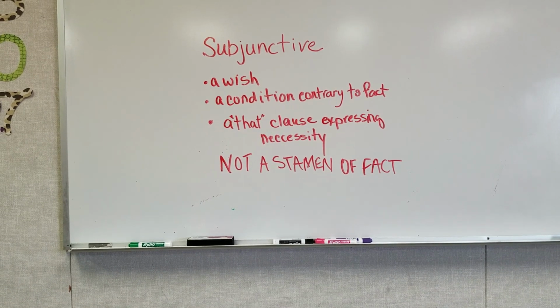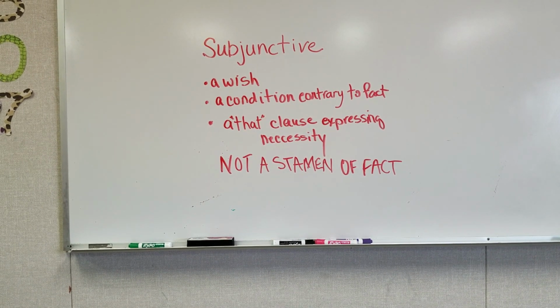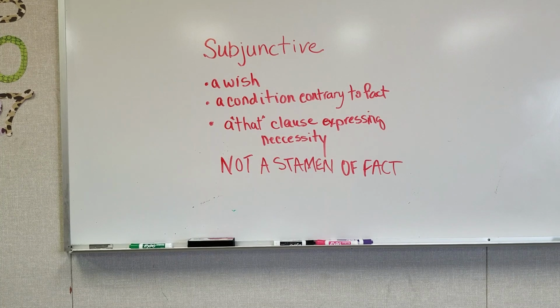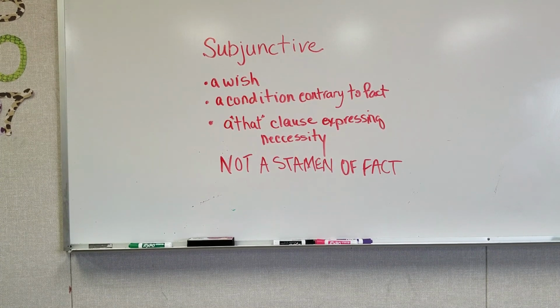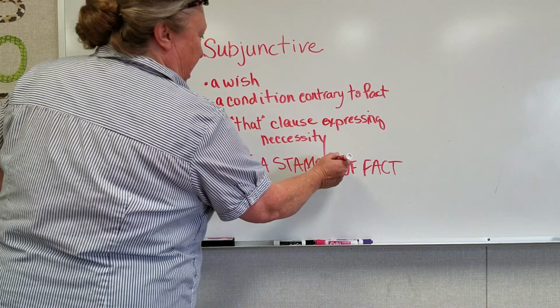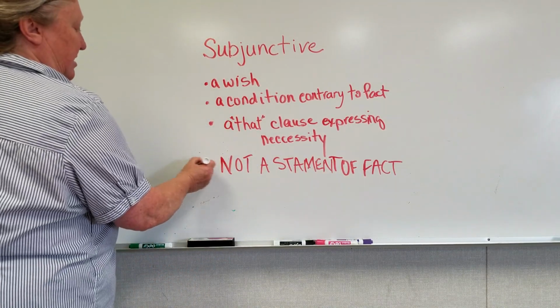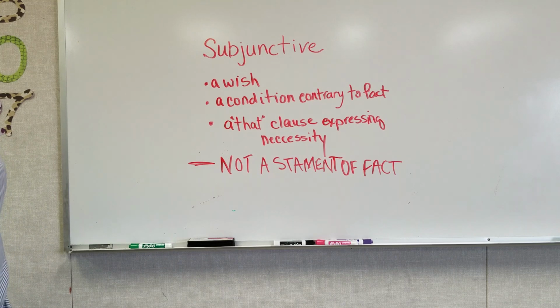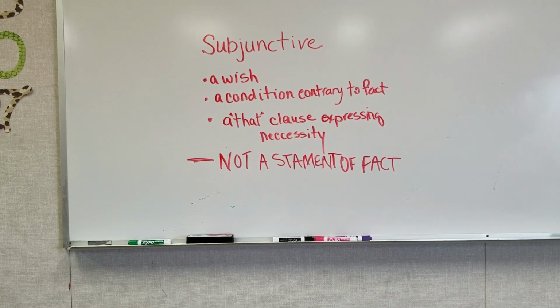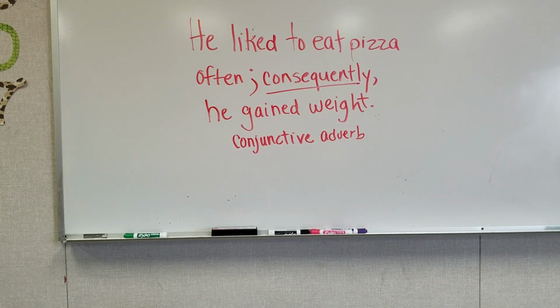So here we go. Here's one of our moods, the subjunctive mood. When a verb is expressed in the subjunctive mood, it expresses either a wish, a condition contrary to fact, or a that clause expressing necessity. Know this: it is not a statement of fact. Subjunctive mood does not show a statement of fact.